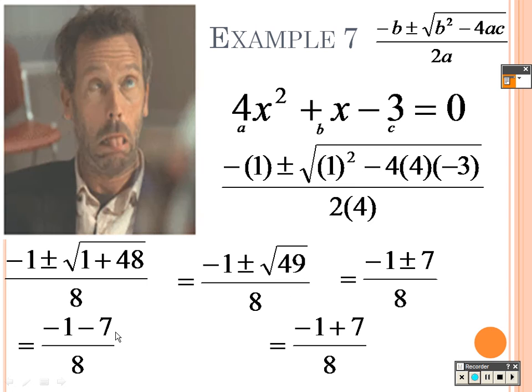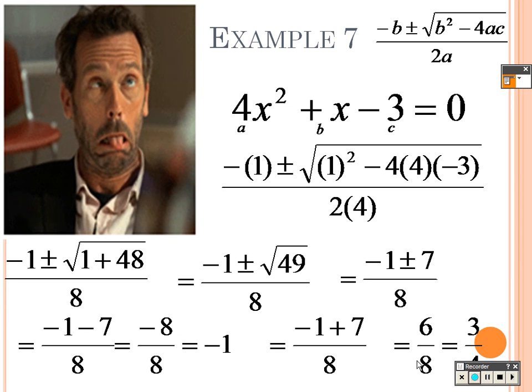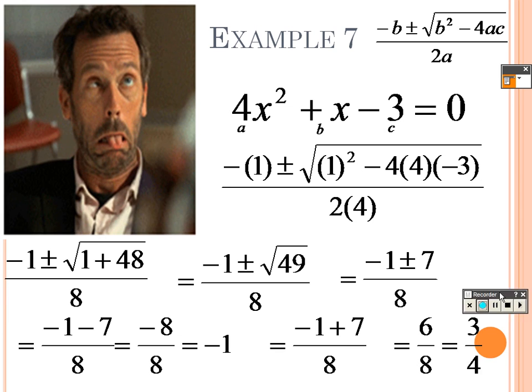So negative 1 minus 7 is negative 8 over 8, which is negative 1. Negative 1 plus 7 is 6, and 6 over 8 reduces to 3/4. So your two answers are negative 1 and 3/4.